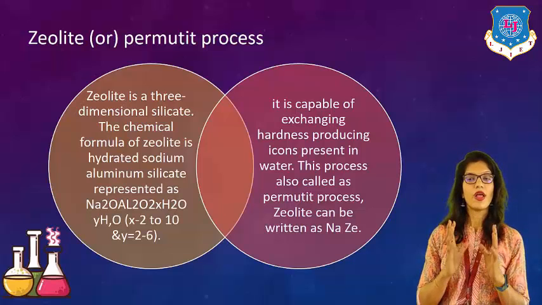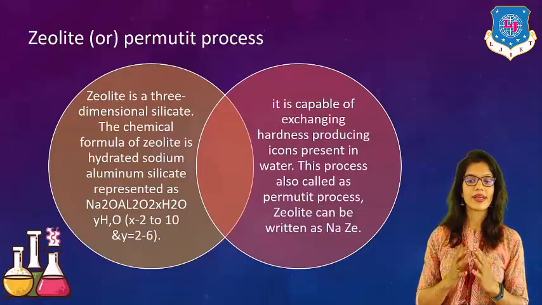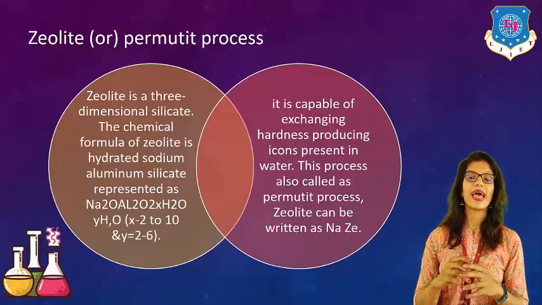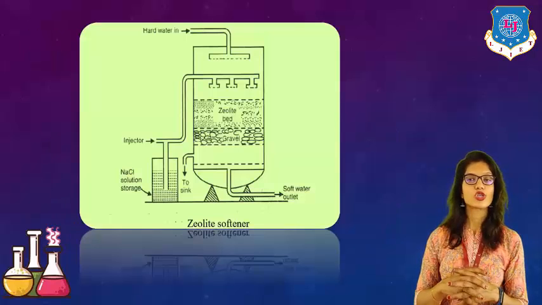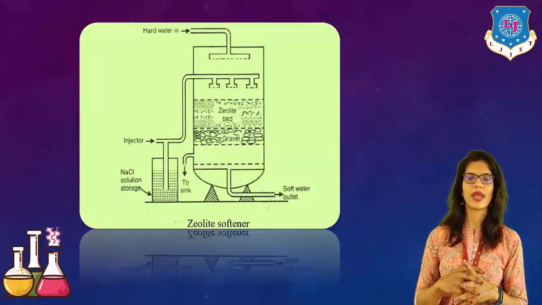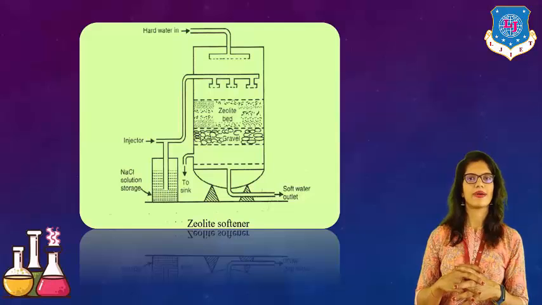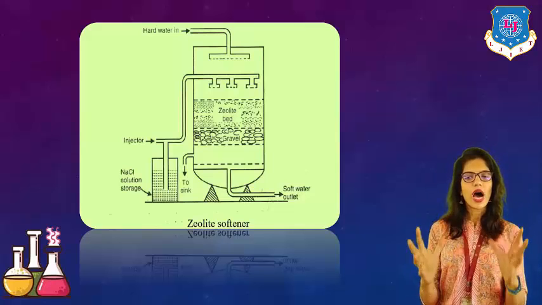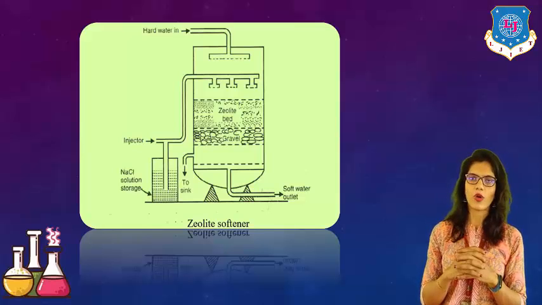It is capable of exchanging the hardness causing ions present in the water, and this process is known as the permutit process. It can also be referred to as NaZe or sodium zeolite. Right? We can write it in this manner. Now, this is the structure of how the zeolite process is carried out.